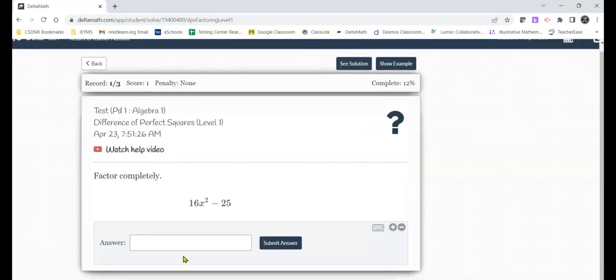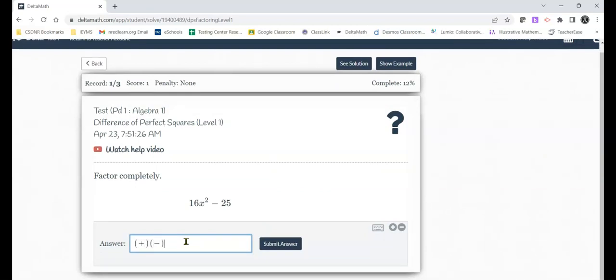Let me try one more in this topic. So again, we know we are going to have a sum and a difference. And this one has a coefficient and a variable, so we're going to get two items here. 4x is our first term, and then the square root of 25 is 5.